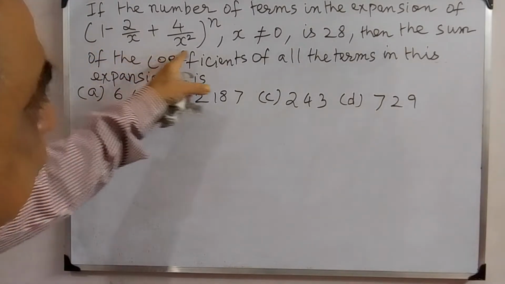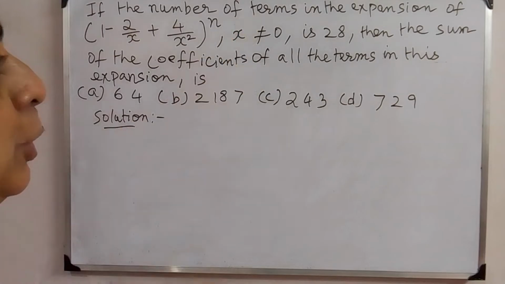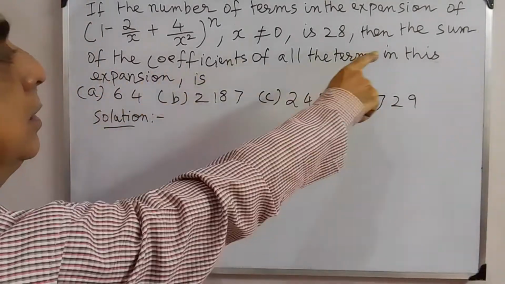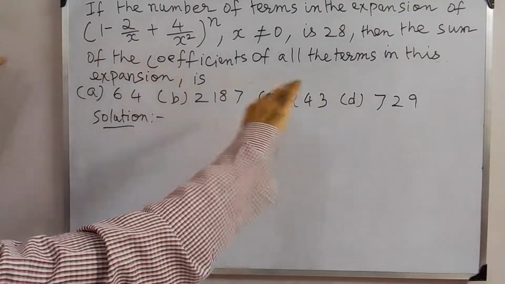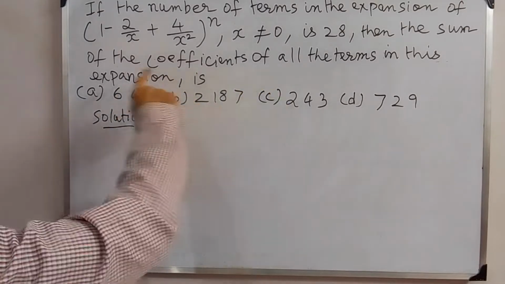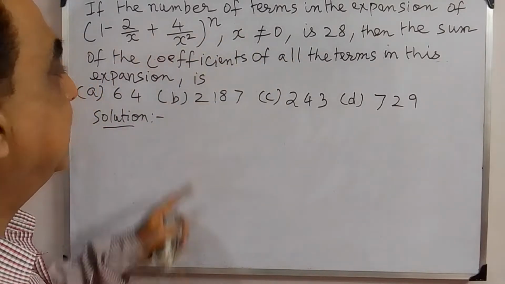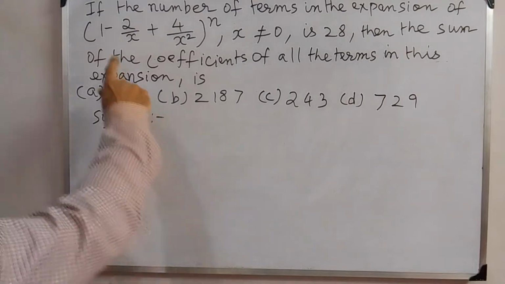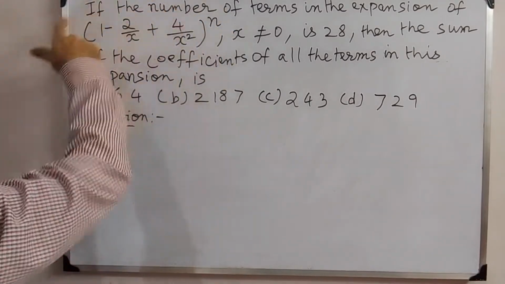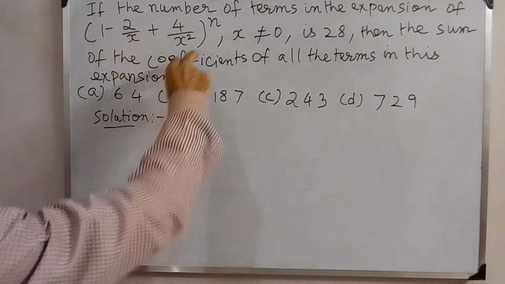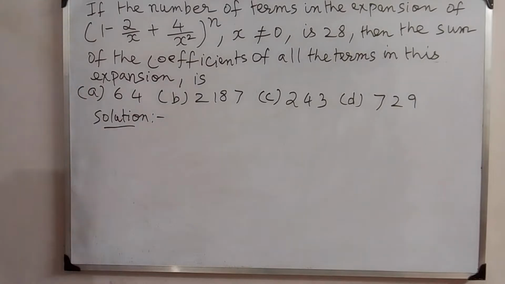So when we expand this expression and add up all the coefficients of the x terms, what will be the sum of all the coefficients? That is the question. Now see here how we will do the sum. From here it is being told to us that the number of terms in the expansion of this is equal to 28. From that we will get the value of n.